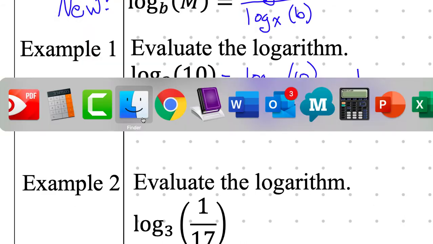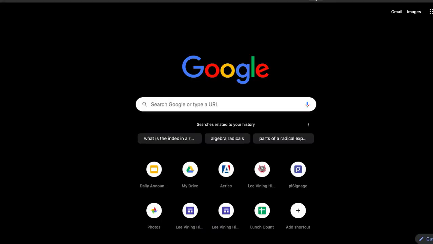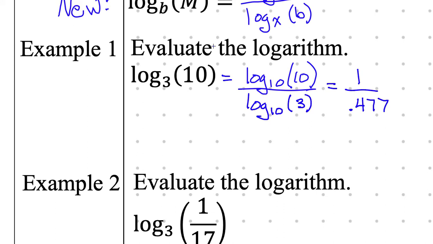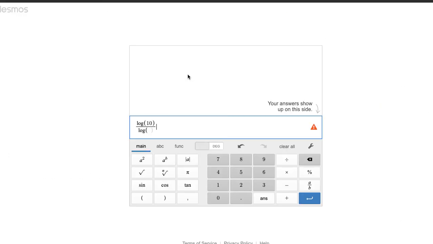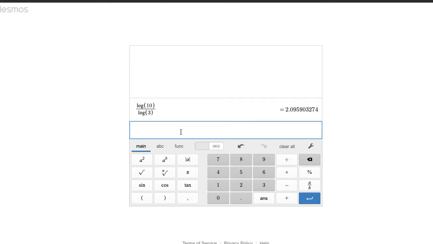And if you don't like that calculator, you also have your Desmos scientific calculator. I tried Desmos, it doesn't like bases. So if you just say log of 10 divided by log of 3, it'll give you the answer, 2.09.